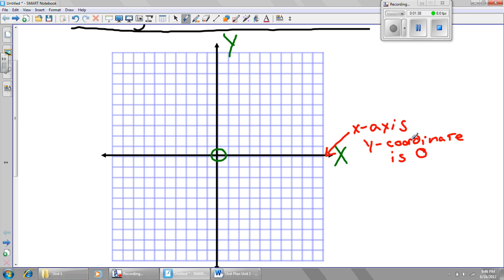Name any point on the x-axis. Points have two coordinates, an x-coordinate and a y-coordinate. The x number can be any number in the real number system. The y-coordinate must be 0.